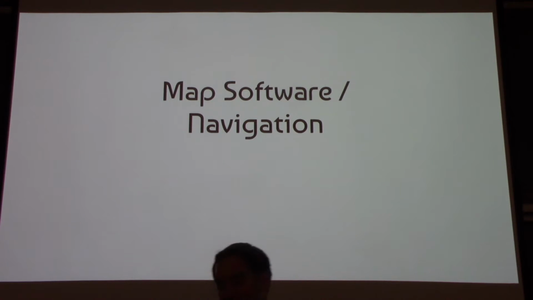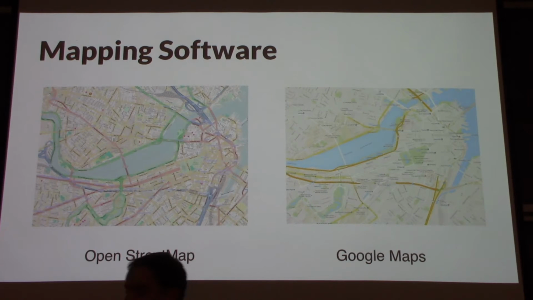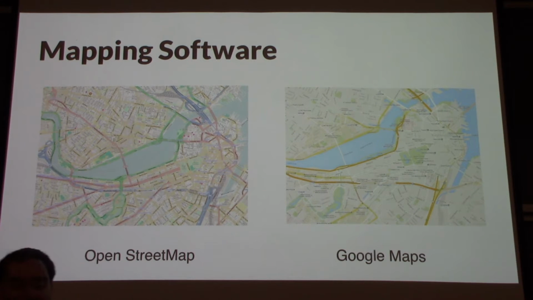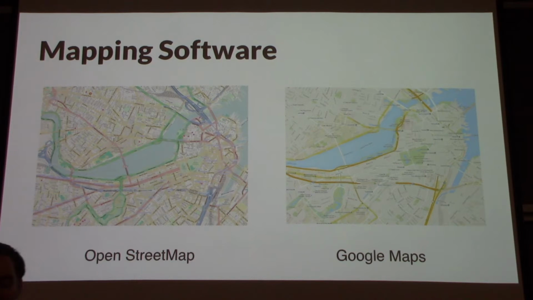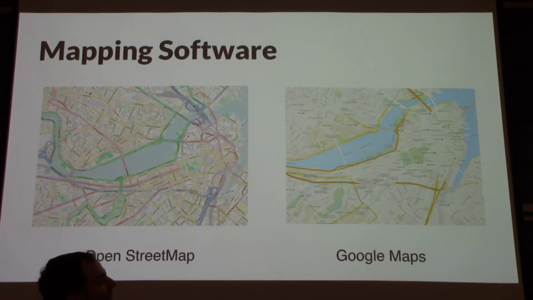Then there's map software and navigation software, which you've of course seen. OpenStreetMap and Google Maps are great. And we talked about those, that you could use them, for example, for a project if you want to annotate something on top of them.